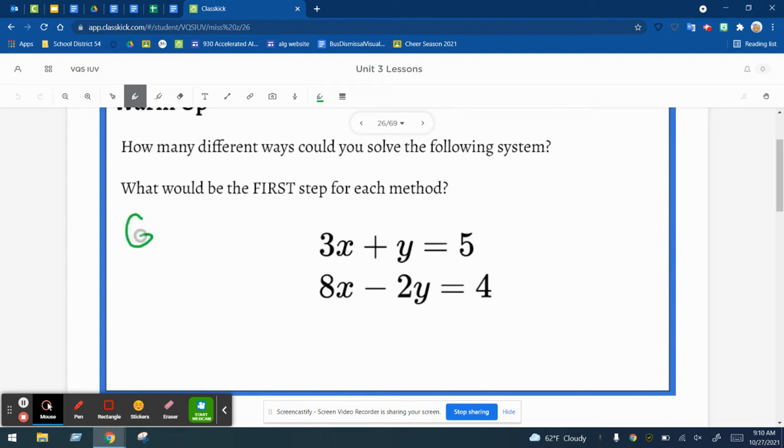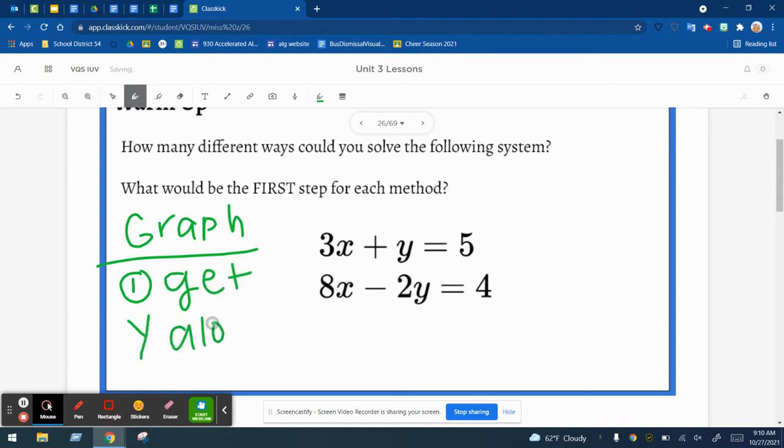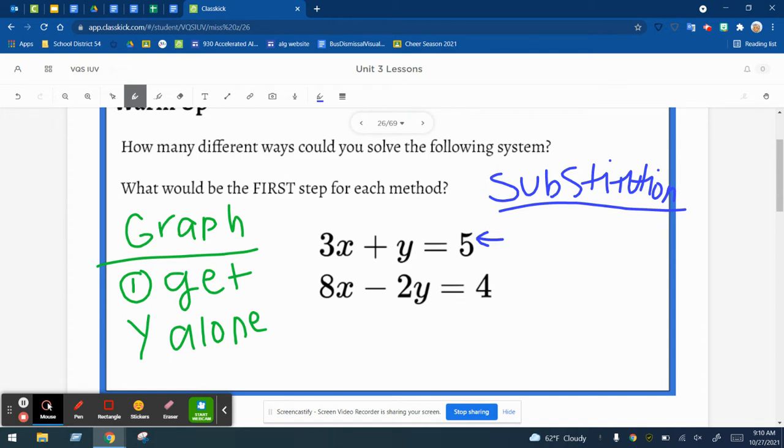If I were to graph, I would probably make these both in slope-intercept form, right? That would be my first step, to get y alone so that I could use slope-intercept and graph. If I were to use substitution, I would want to get one of the variables alone. Looking at it, it looks like this one would be the easiest to get y alone. So I would subtract 3x from both sides.